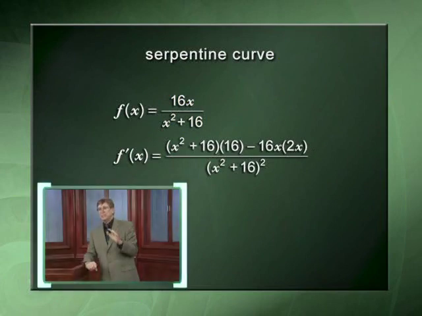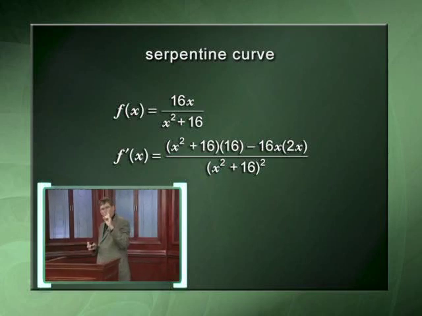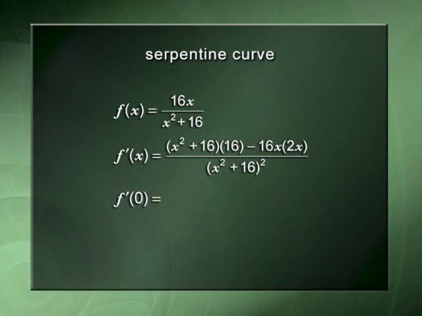Now, you could simplify this right now if you wanted, but don't bother. You only care about the derivative at 0. The question said, what's the slope? What's the derivative at 0? So plug 0 in right away. And look what you get. You get 16 times 16 minus 0, all divided by 16 squared. Everybody cancels, and you're left with 1. What a great answer. The derivative of that function at x equals 0 is just 1. Wow, how simple can you get?